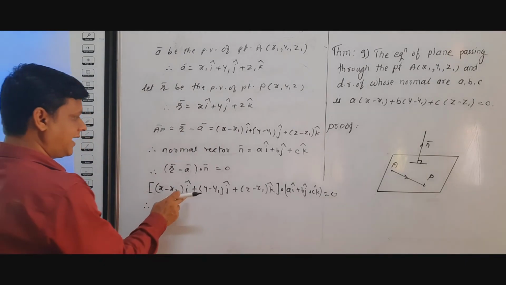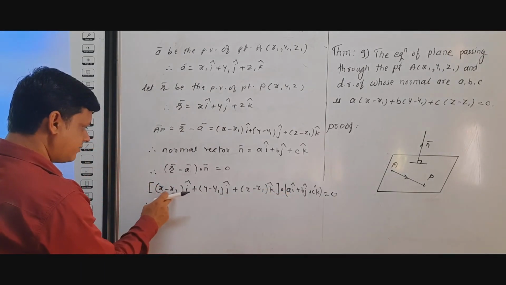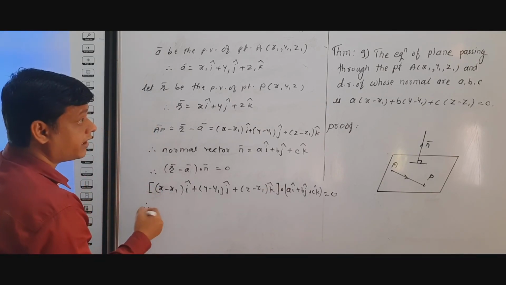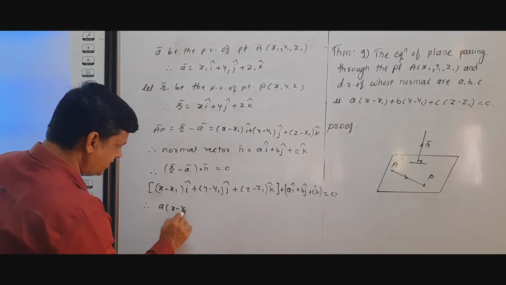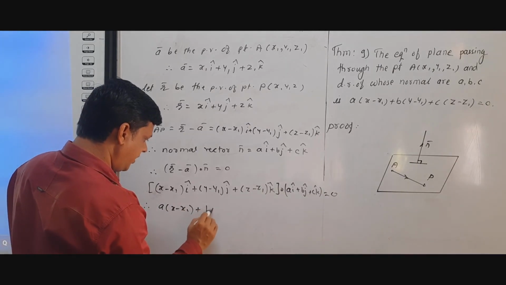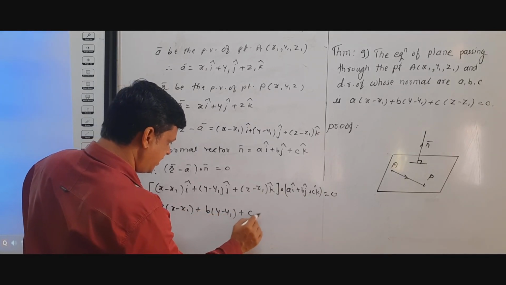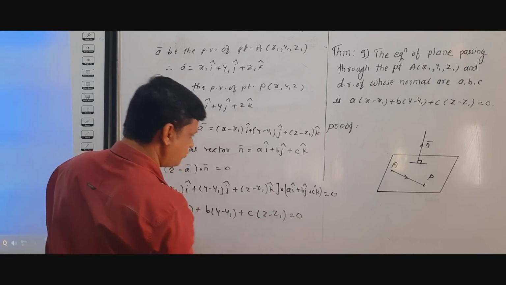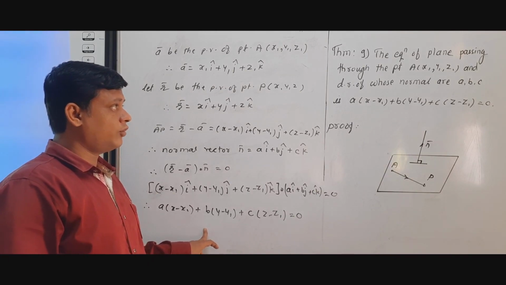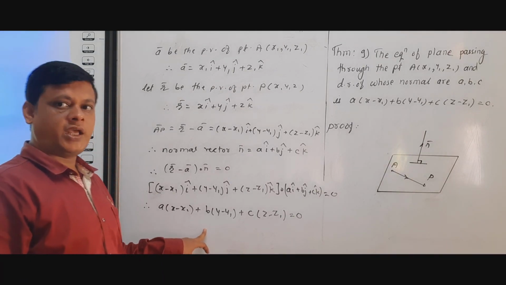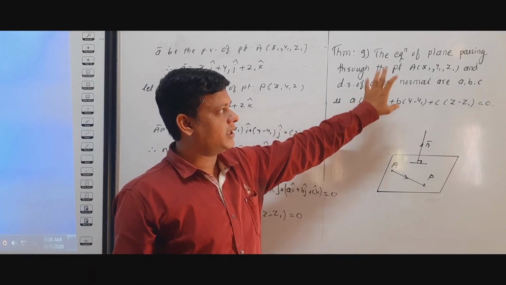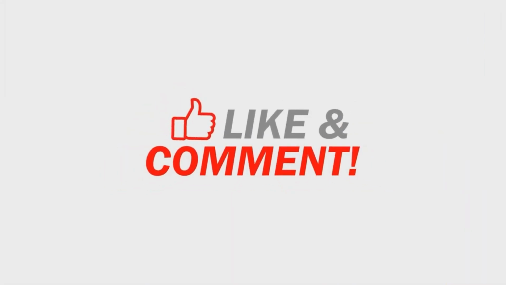So we multiply i with i. So we get x minus x1 into a, since i dot i is 1. We require a first, so we write a into x minus x1, plus similarly for j dot j, b into y minus y1, plus c into z minus z1 is equal to 0. So this is the Cartesian form for the equation of the plane passing through the point A of x1, y1, z1 and direction ratios of the normal a, b, c.